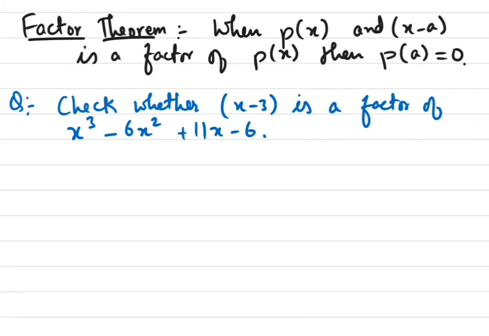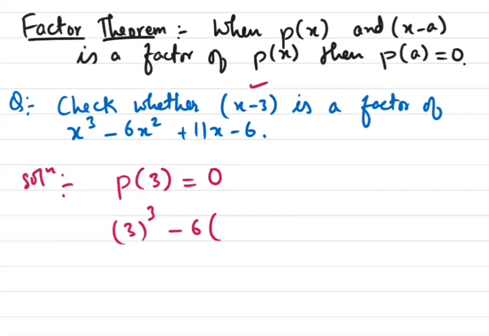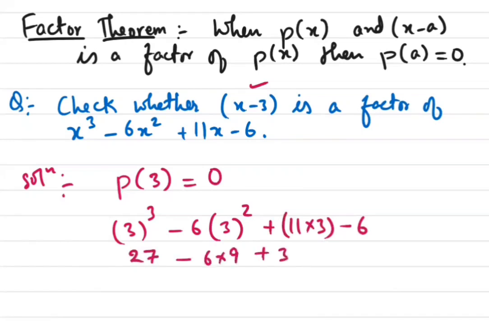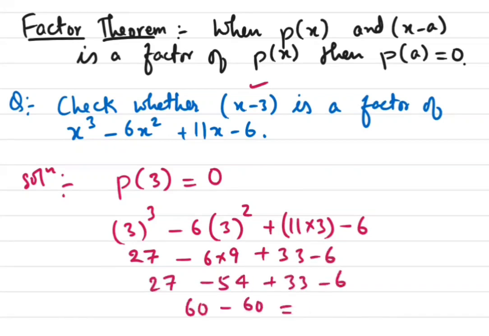But using this factor theorem shortcut, the solution would be: we equate x minus 3 to 0. So P of 3 should be equal to 0 if x minus 3 is a factor of this cubic polynomial. All right, so 3 cube minus 6 into 3 square plus 11 times 3 minus 6. 3 cube is 27, minus 6 into 9, plus 33, minus 6. So we have 27 minus 54 plus 33 minus 6. Finally we have 60 minus 60, which gives us 0, and therefore x minus 3 is a factor. Okay, so this is how we use the factor theorem.